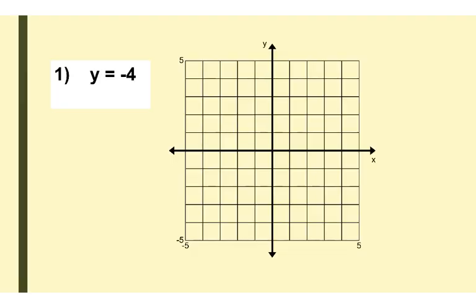So y equals -4. Remember, if there's only one variable, that means it goes through the y-axis at -4. So you're going to go through the y-axis at -4. That's what that graph looks like.